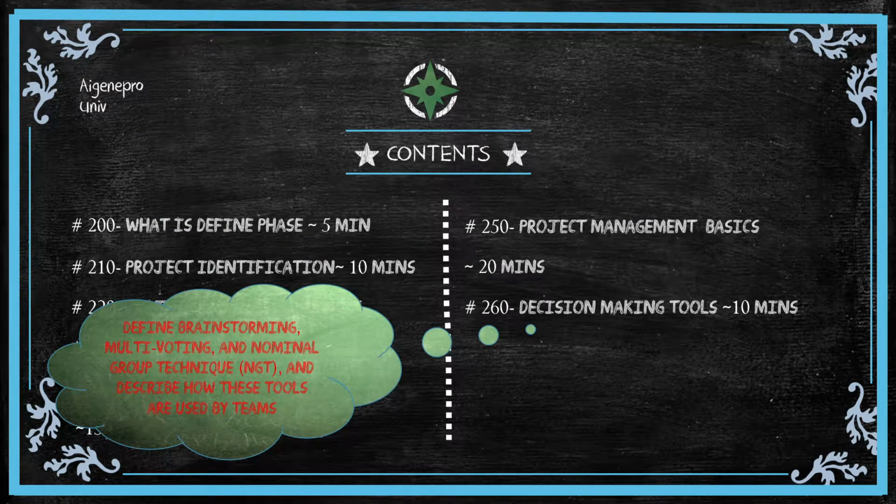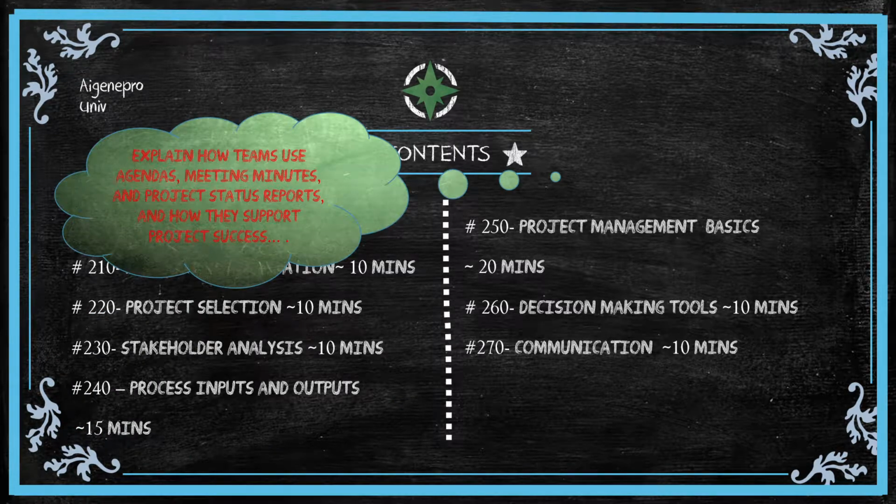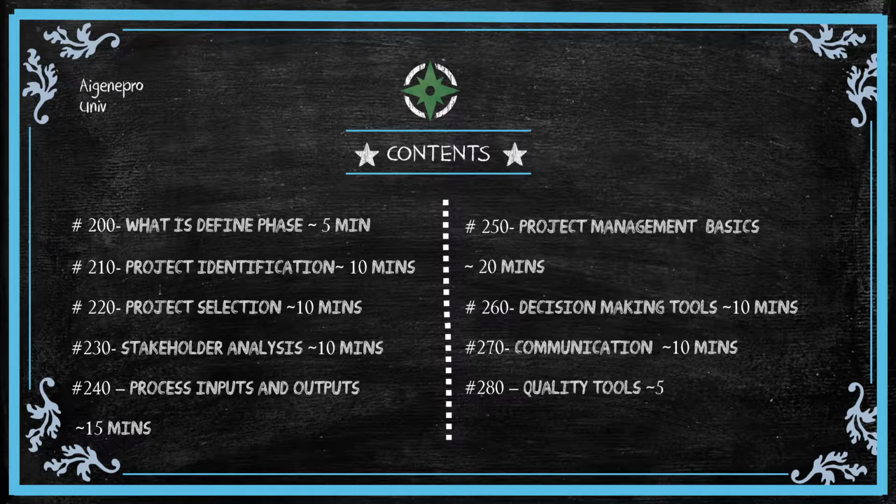Course 260 is on decision-making tools, where we define brainstorming, multi-voting, and nominal group technique, and describe how these tools are used by teams. Course 270, communication tools, in which we explain how teams use agendas, meeting minutes, and project status reports. Course 280 is about quality tools used in the define phase.